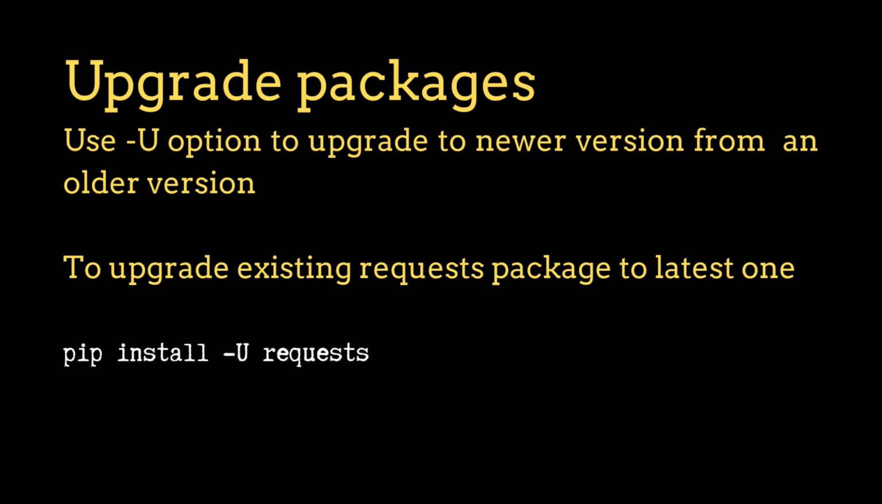Upgrade existing packages. Use -U option to upgrade to a newer version from an older version. To upgrade the existing requests package to the latest one, use this command: pip install -U requests.